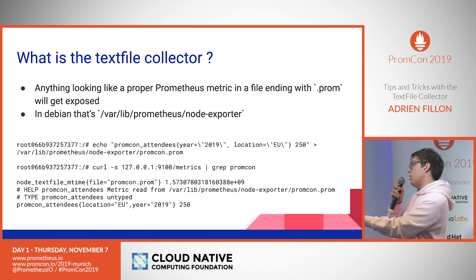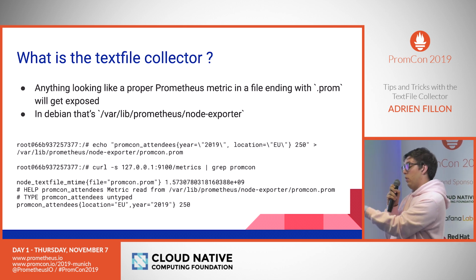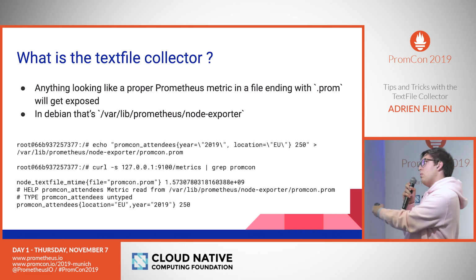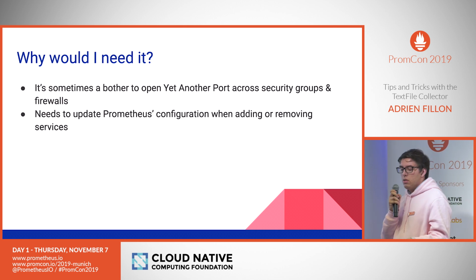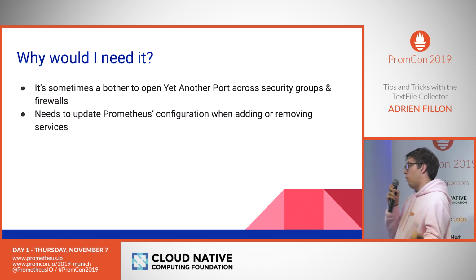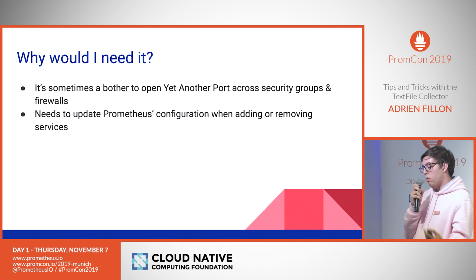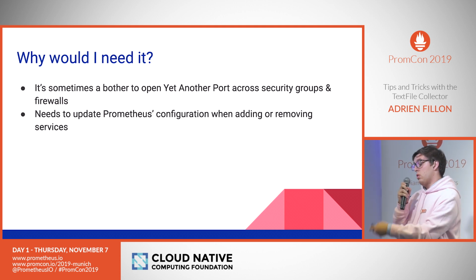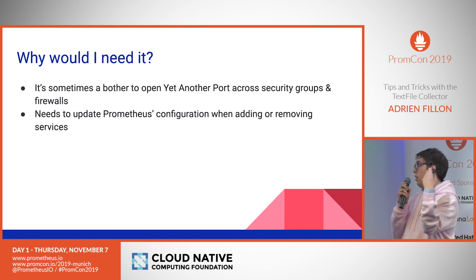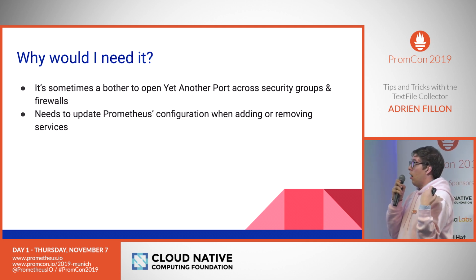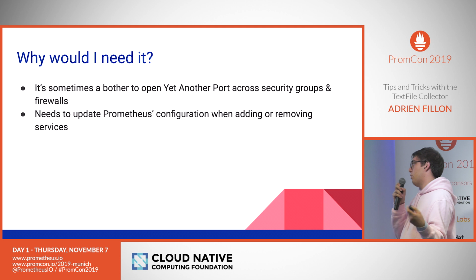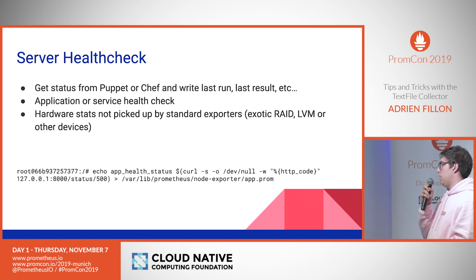Right now you can see that it also exports the time of modification of the file. So that could be really interesting for alerting. Sometimes you could need it because you don't want to bother opening a new port across your security groups or firewalls or iptables, updating the Prometheus configuration as well, and so on. Or you want to have a new exporter developed, so you have to copy-paste some boilerplate and get started.